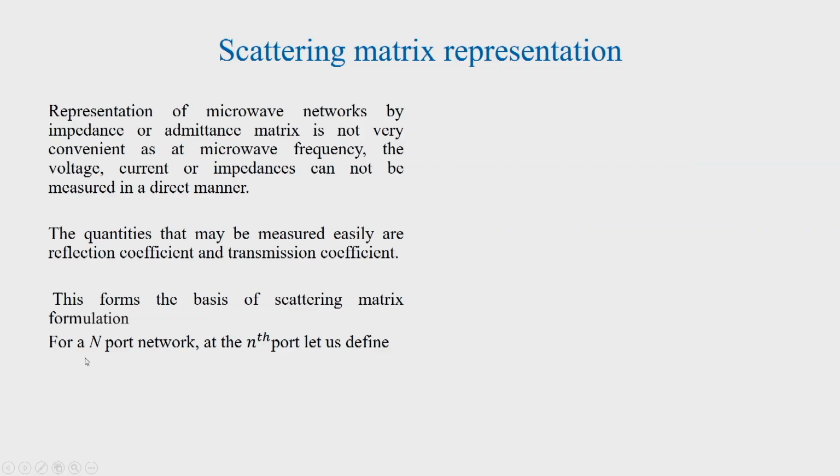So, let us consider an N port network, and at the nth port let us define the parameter A n, which is voltage V n plus, the incident voltage at the nth port, normalized with respect to square root of Z 0 n, the Z 0 n being the impedance of the nth port. Similarly, we define B n as V n minus divided by root Z 0 n.